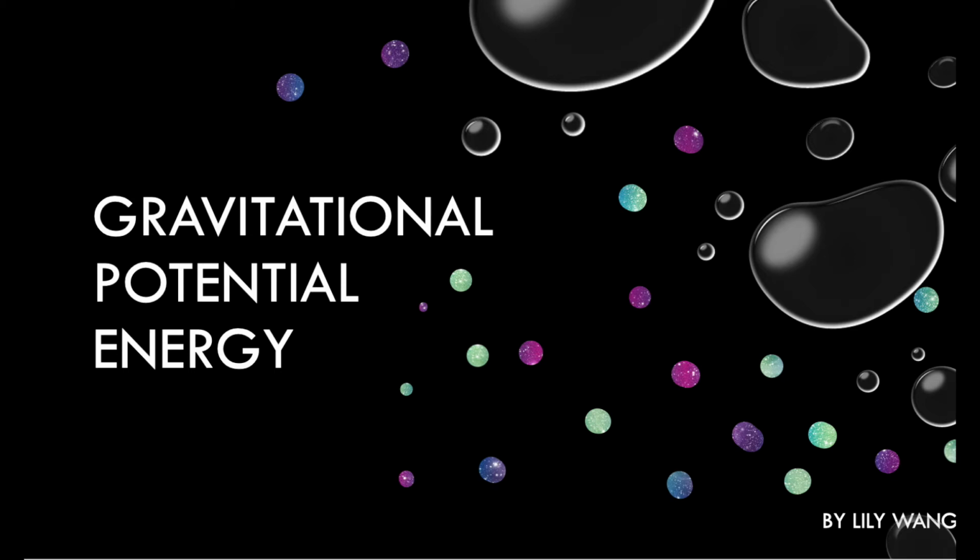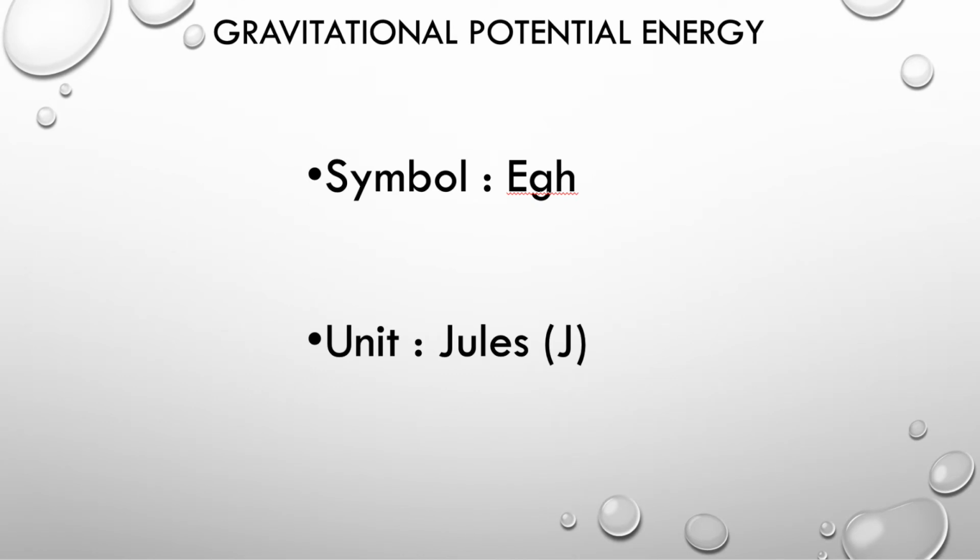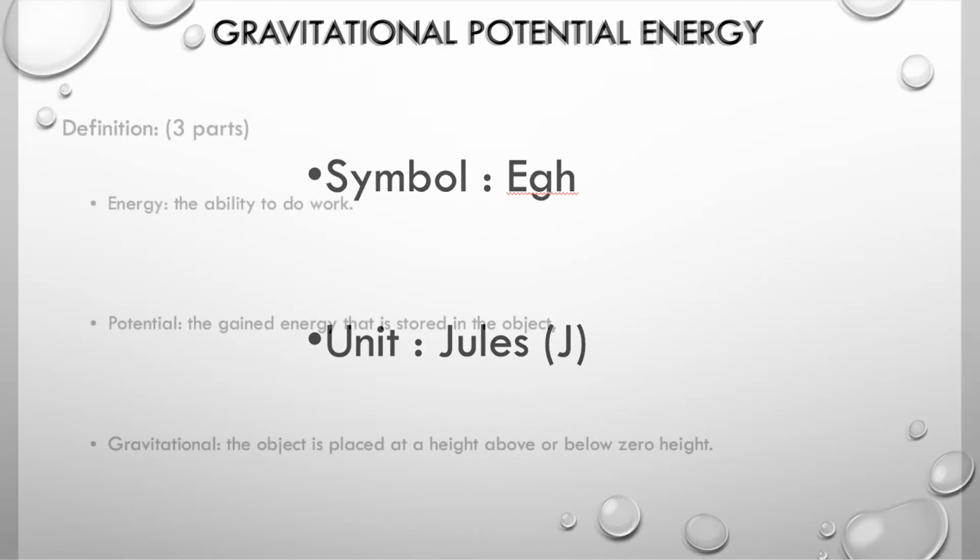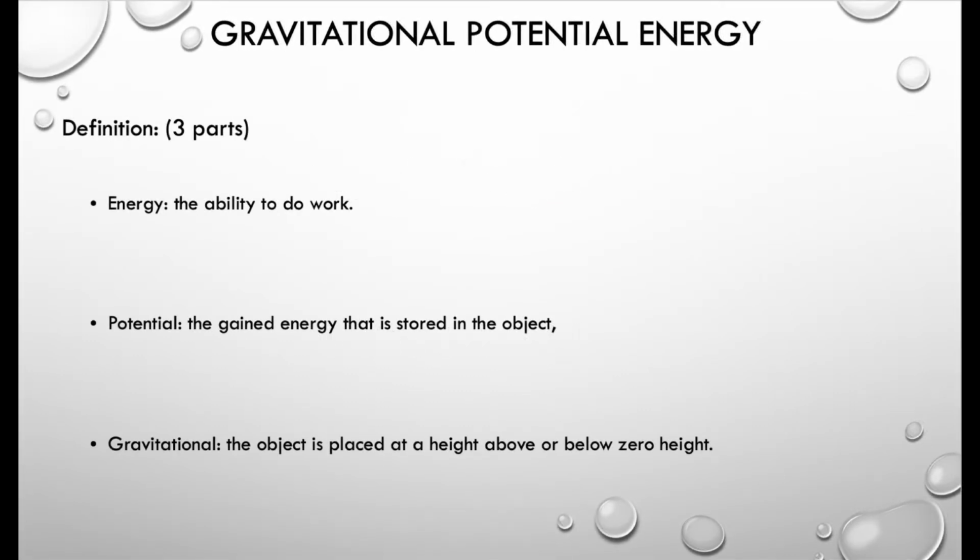Today I'm going to be talking about gravitational potential energy. First of all, its symbol is EGH and its unit is joules. When it comes to its definition, it contains three parts: energy, the ability to do work; potential, the gained energy that is stored in the object; and gravitational, which means the object must be placed at a height above or below zero height, which is the Earth level.